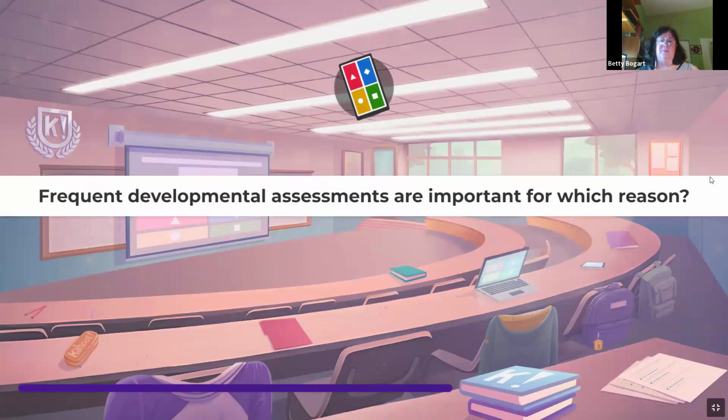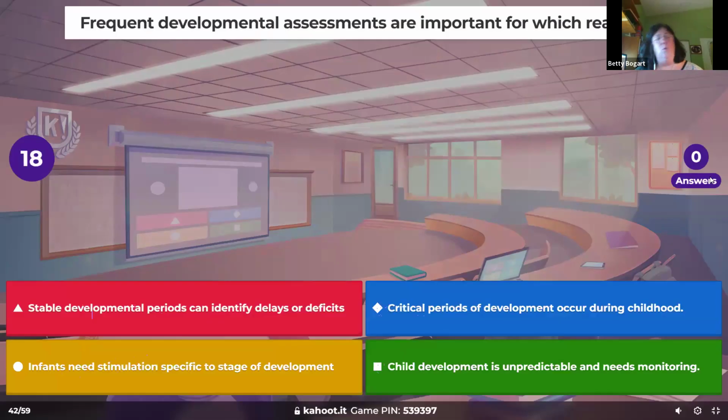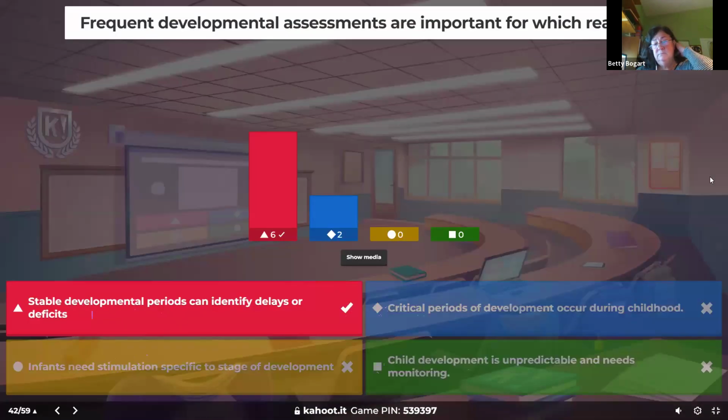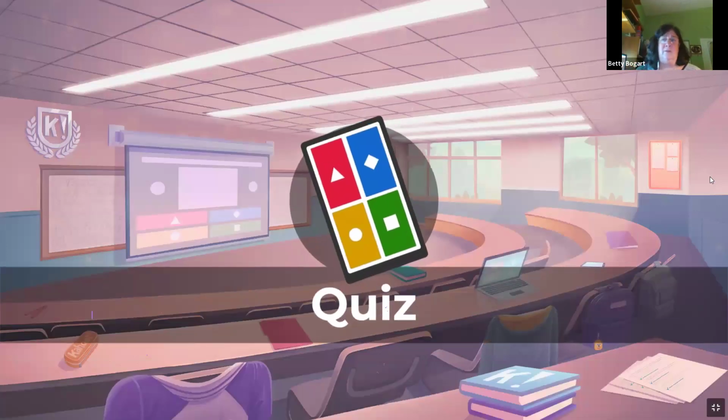Frequent developmental assessments are important for what reason? Why do we need to know when they turn over and stand up and do all those things? Why? Because when they're not doing what they're supposed to do, that means there's a problem, and we need to go back and find out why. As I've said, children are amazing and resilient. Early intervention, speech, physical, occupational therapy catches them up really quick. And you want to get them caught up as quick as possible.